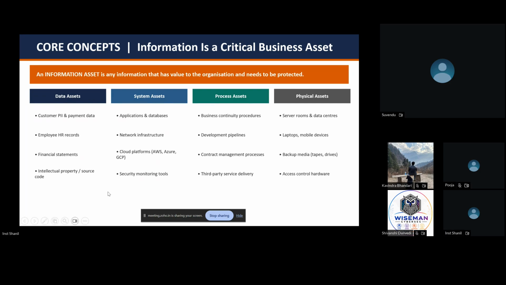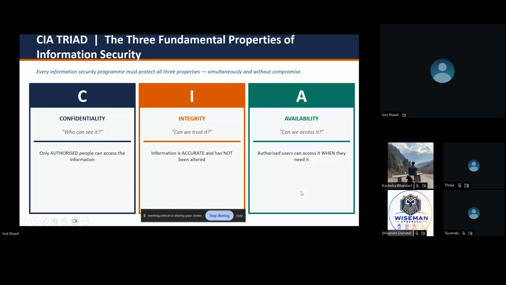Any other questions, Pooja, Suvendu, from this slide? No, it's clear now. Sir, I'm good. Okay, thank you. I'll move ahead.